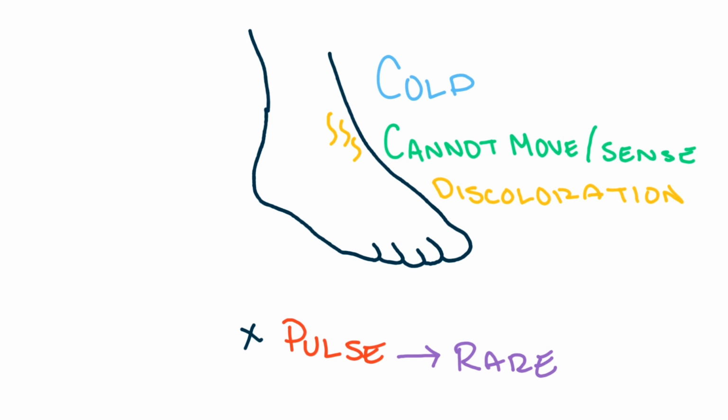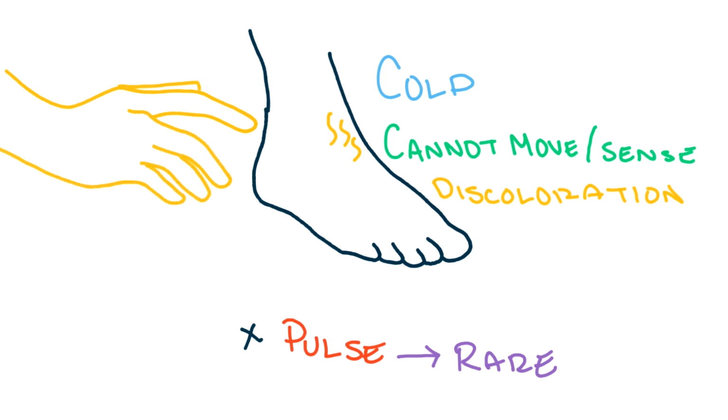Now, compartment syndrome can progress to the point where pulses are absent, but it's a poor prognostic indicator. Also, one of the key features of compartment syndrome is that whenever a movement is produced by some external force, the patient feels pain. In other words, there is pain on passive motion.